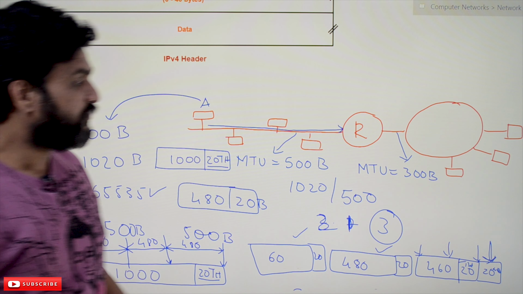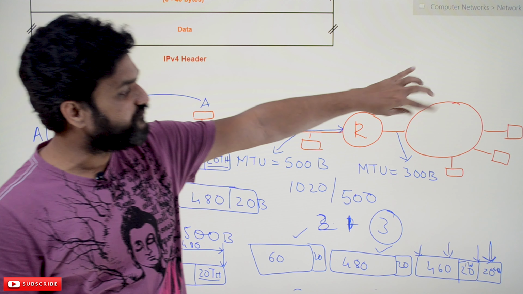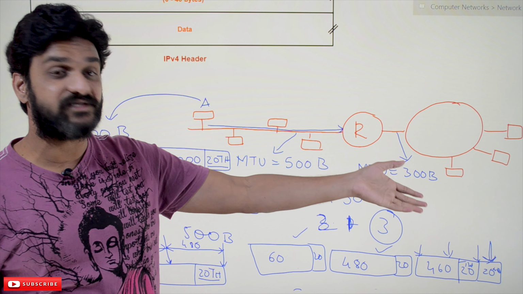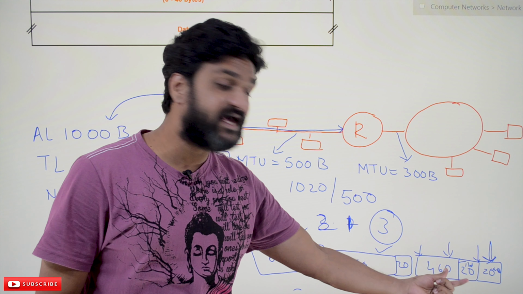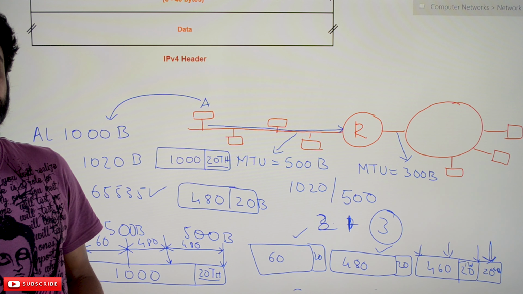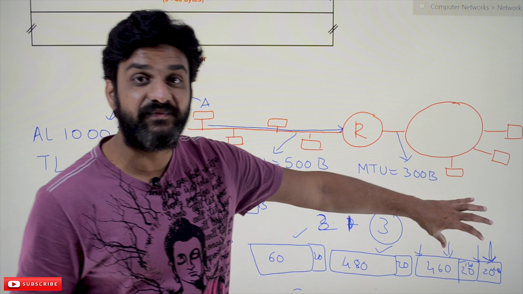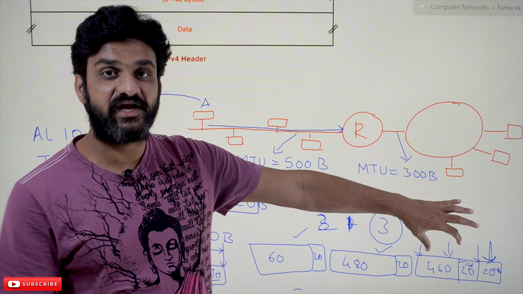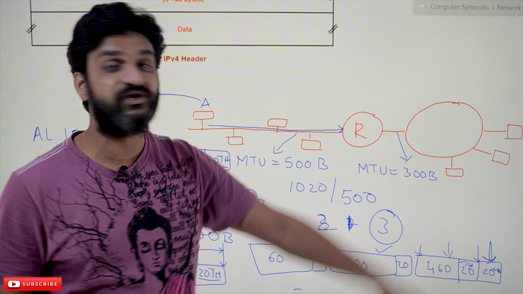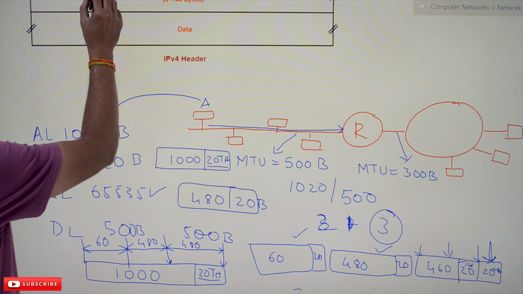Okay, now what is the maximum transmission unit? The maximum transmission unit of this network is 300 bytes, but the actual packet that has arrived at the router is of size 500 bytes. So how can that be? 500 means it is 480 bytes of data plus the header. The network layer header will be removed, and a new network layer header will get added. So how can that be done? Let's try to understand that.